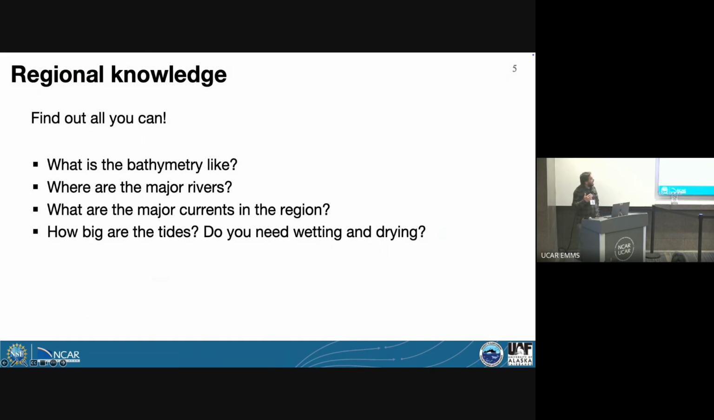Then you move into regional knowledge. It's important that you find out essentially everything you can about that regional configuration. What does the bathymetry look like? Do I have deep canyons that are important for cross-shelf exchange? Are there seamounts that are known to have a strong impact on the regional oceanography? What are the major rivers? What are the major currents in the region? Another aspect is the tide. Do I need to have tide in my model?